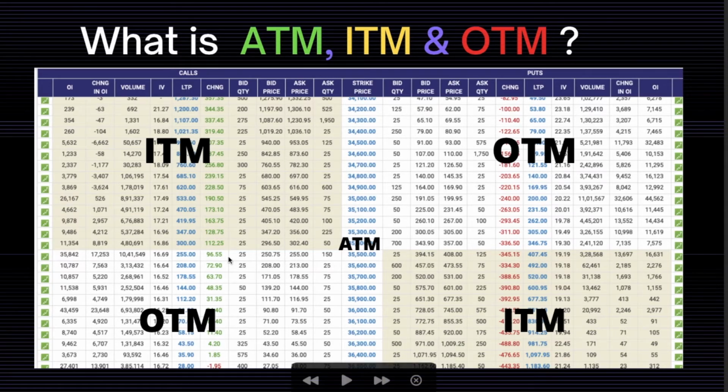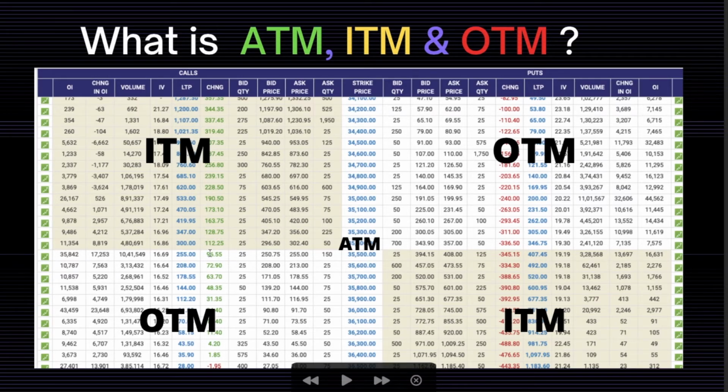Their value will increase. As you can compare, the value of an in the money contract is more than at the money or out of the money contracts. See here, 677, and as we move from in the money to at the money or out of the money, the value is reducing. This shows the different prices of different contracts. So an in the money option is more expensive than at the money and OTM.